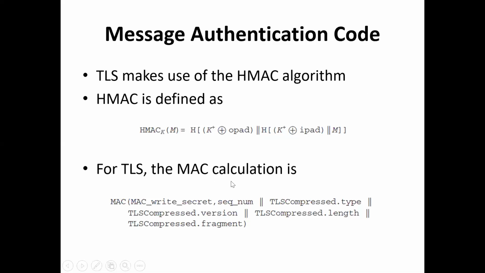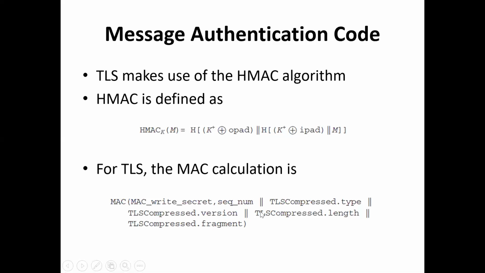Then for transport level security, how are we going to compute the MAC, the message authentication code? Same as with respect to the Secure Socket Layer. The first parameter with respect to MAC is the MAC write secret. This is the secret key shared between client and server. Then the sequence number. Why do we use the sequence number? Because at the receiver side we are going to rearrange the packets.